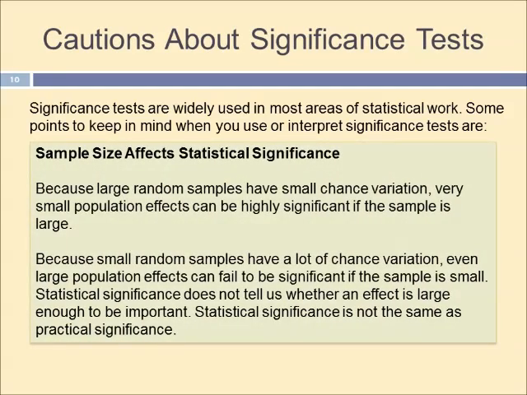Now we'll talk about sample size and how it affects statistical significance. Large random samples have small chance variation, so very small population effects can be highly significant if the sample is very large. Because small random samples have a lot of chance variation, even large population effects can fail to be significant if the sample is small. Also, statistical significance doesn't tell us whether an effect is large enough to be important. So statistical significance is not the same as practical significance.